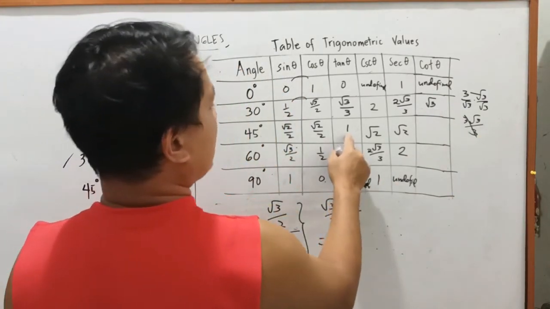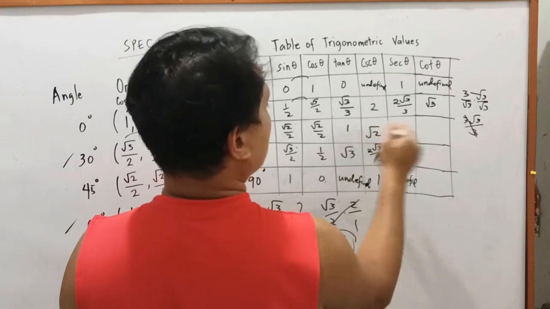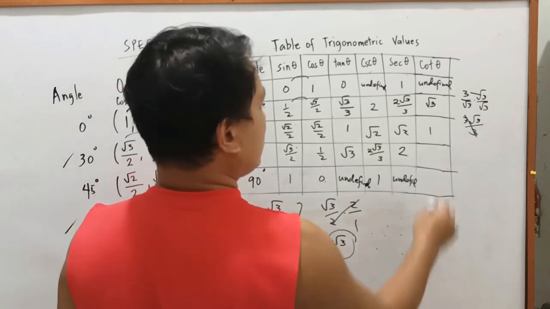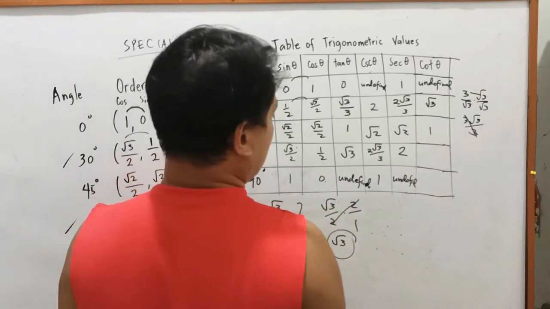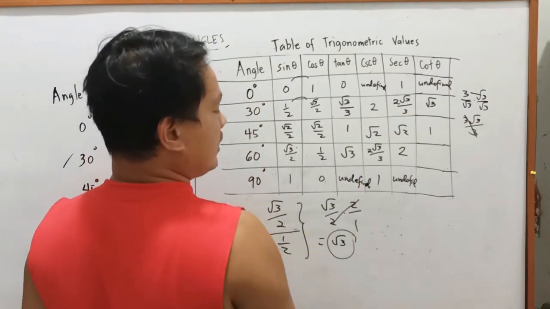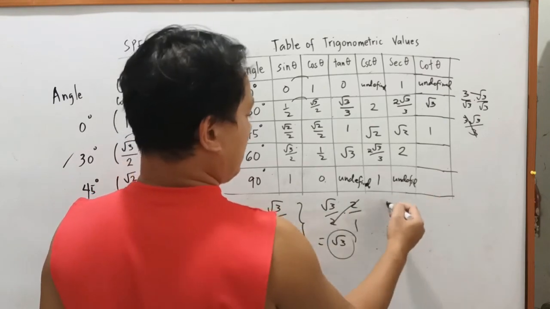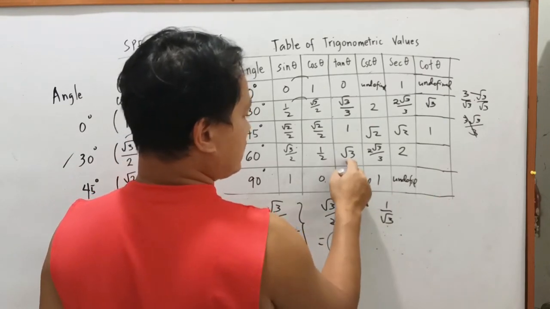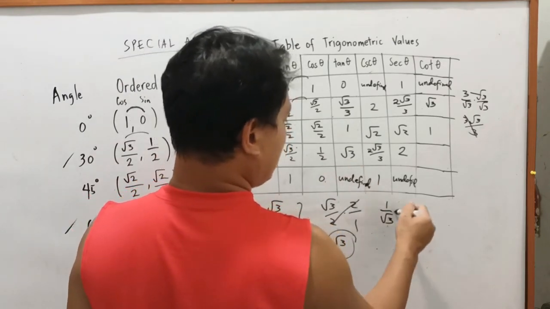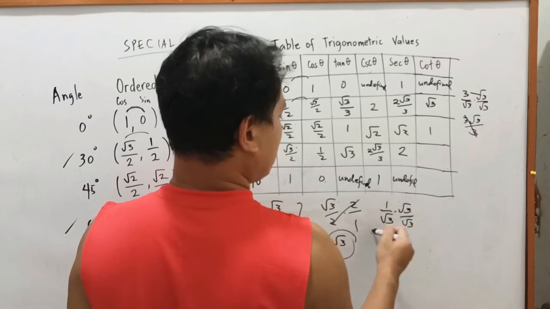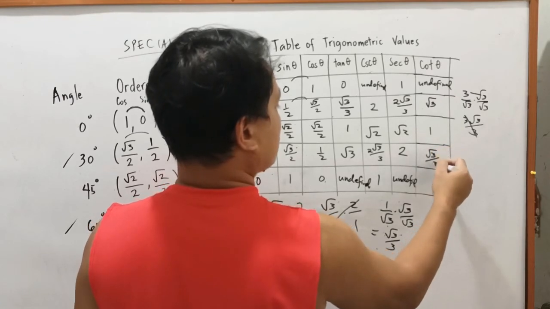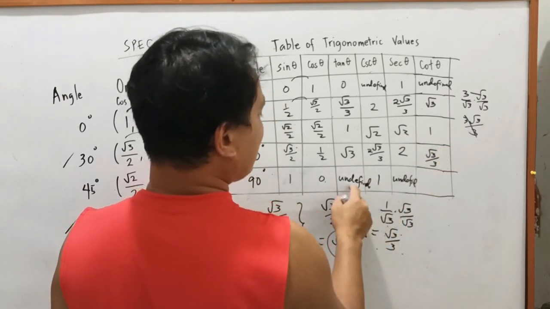How about this one? Reciprocal of tangent, which is 1, still 1, because 1 over 1, get the reciprocal, 1 over 1 also, the answer is 1. How about this one? Square root of 3 over 1. The denominator is 1. What will happen? 1 over the whole radical is 1 over square root of 3. Rationalize the denominator, 1 square root of 3 over 3. Square root of 3 over 3. And last, we have undefined.